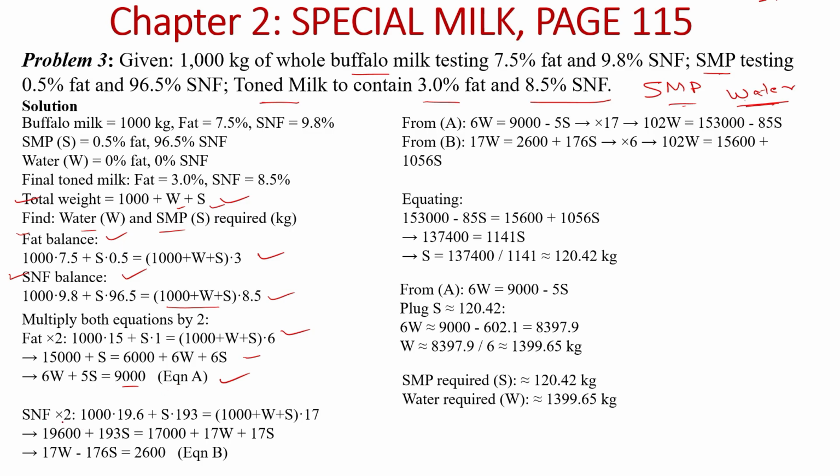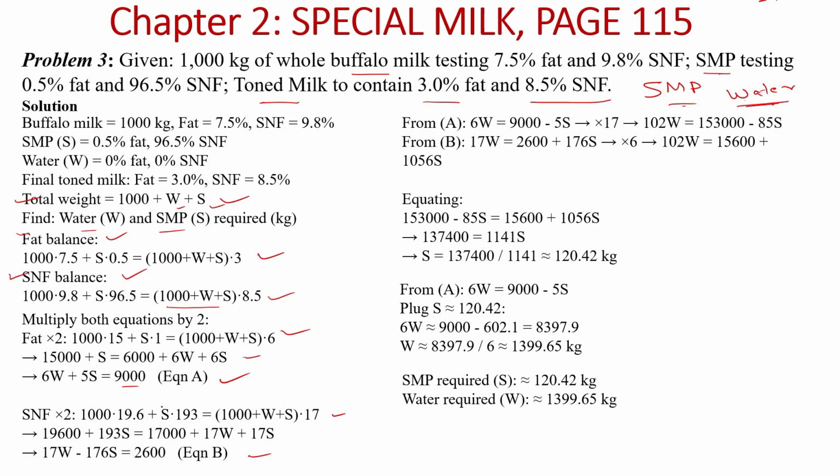Now to make the SNF equation simpler, we again multiply the SNF balance by 2. Here it will be 19.6 into 1000 plus 193 into S equal to the total weight into 17. So from this equation we have 17W minus 170S equal to 2600. This way we have removed the decimal points from the equations so as to make calculations easier.